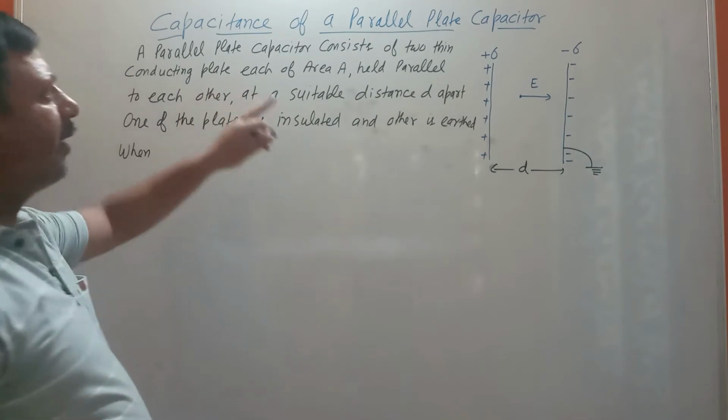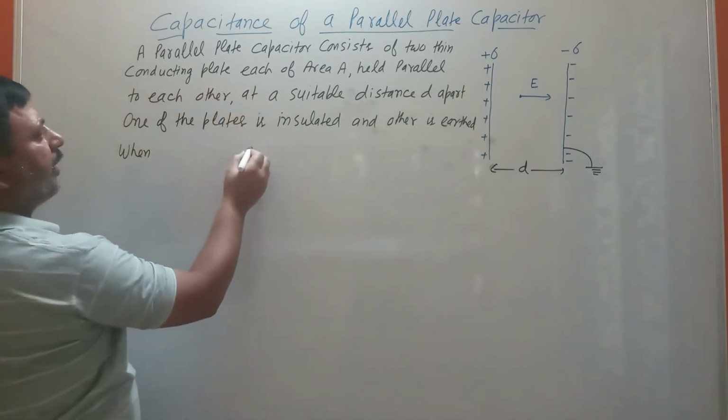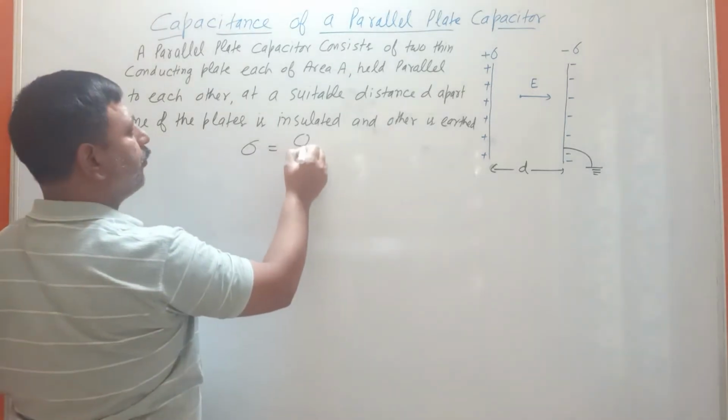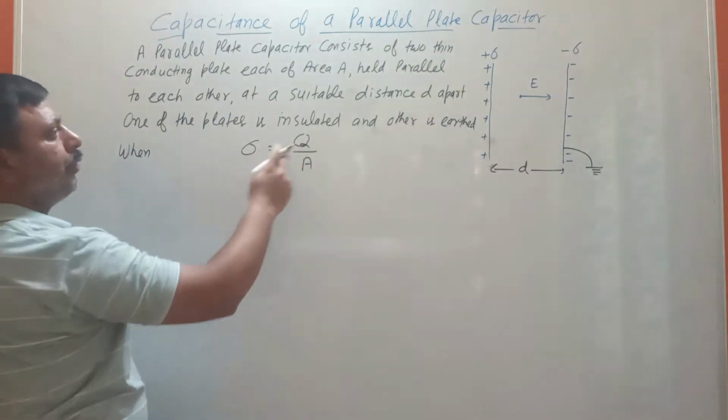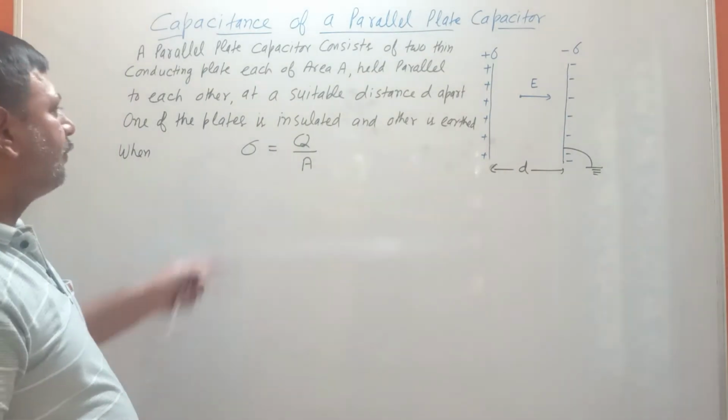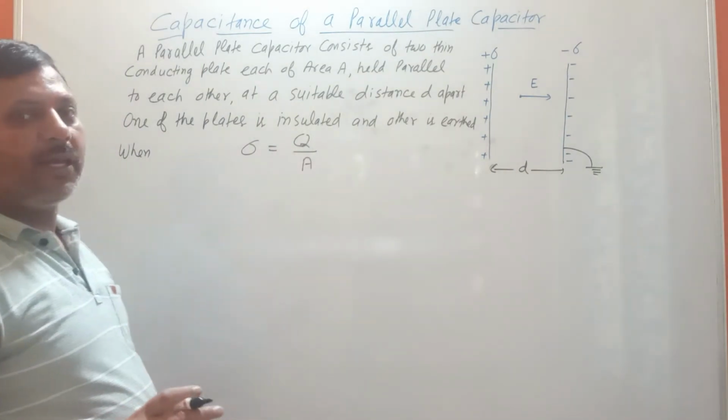Suppose I have given charge Q. What will be the density? The surface charge density becomes Q upon A, where Q is the given charge and A is the area. So sigma is equal to Q upon A.